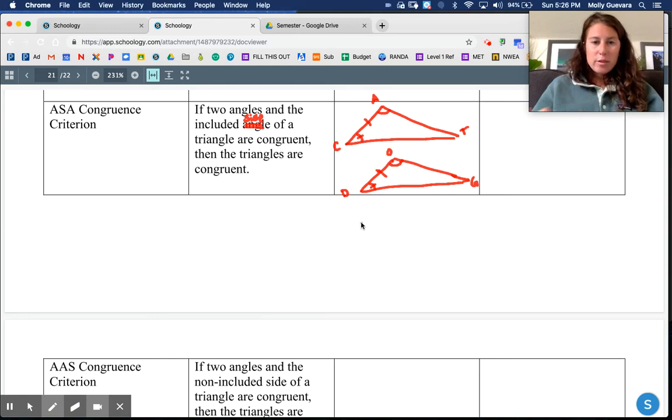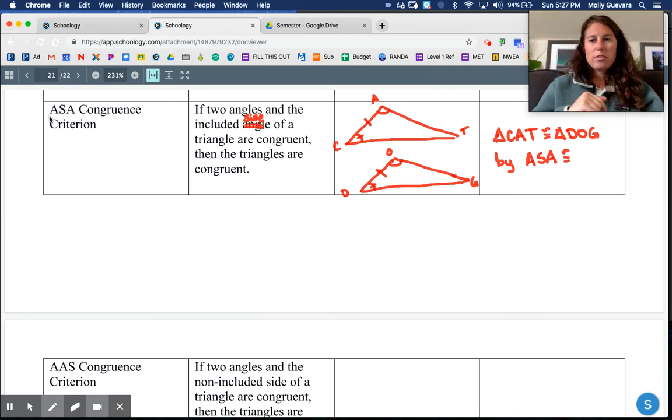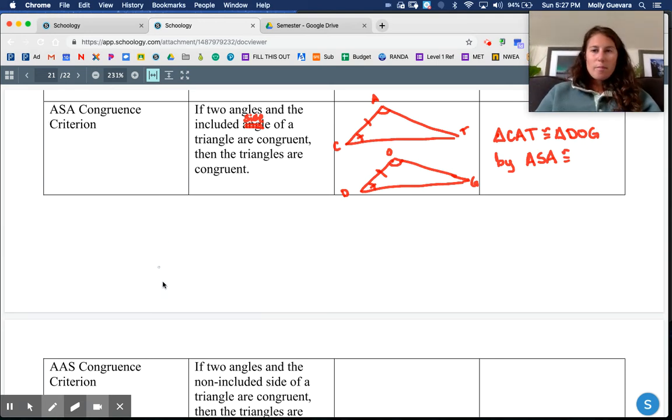If I know this, so two angles and the side between them, I can say that the triangles are congruent by angle, side, angle. So I can say that triangle CAT is congruent to triangle DOG by angle, side, angle congruency. Again, two angles and the side between them. So I'm literally just reading this as angle, side, angle, right? I know an angle, then a side, then an angle again. And that's it for angle, side, angle.